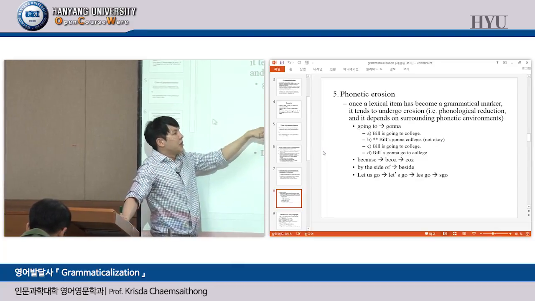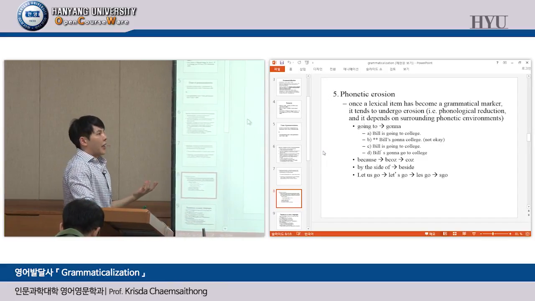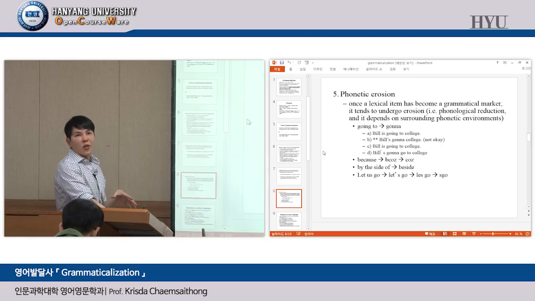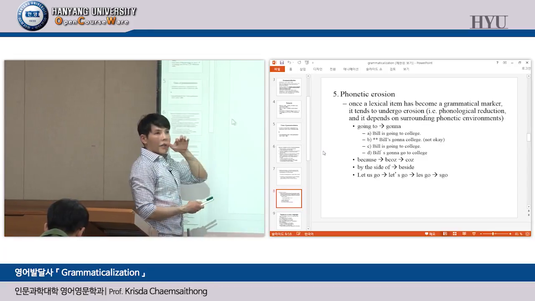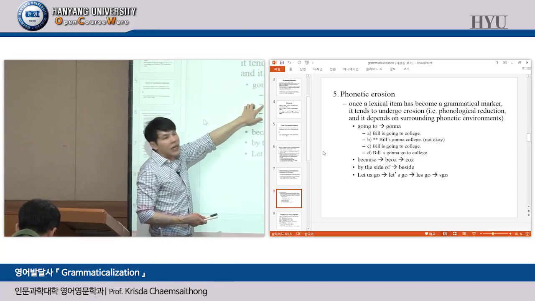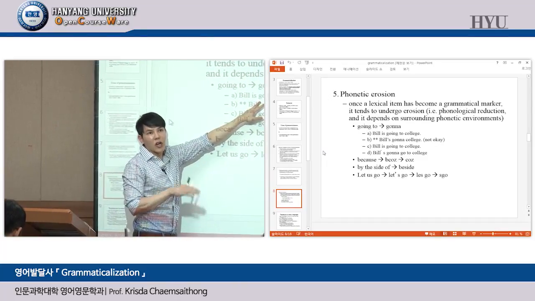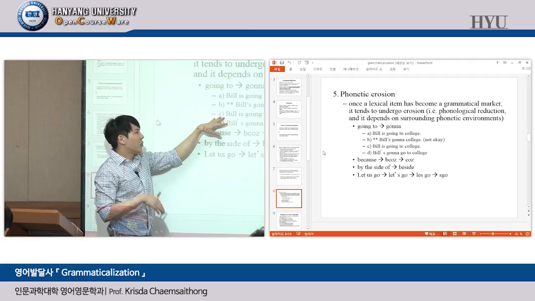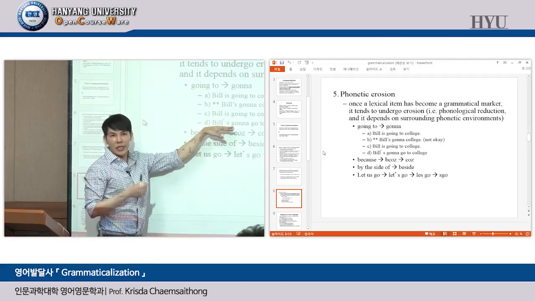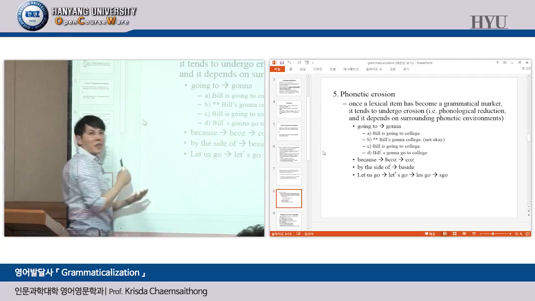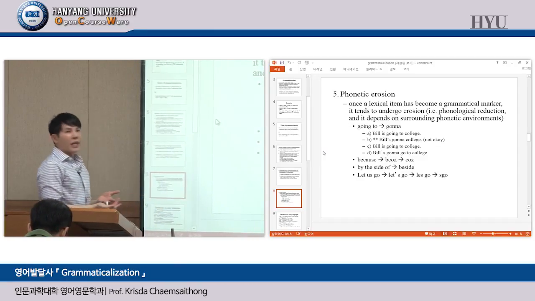In number D, you can say Bill's gonna go to college, because the first "going to" is a future marker, and it has become a grammatical item already. So it will undergo phonetic erosion, right? Again, let me say this. In A and B, you cannot say that because "going to" is a real verb, not a future marker, not a grammatical marker. But in C, which should be Bill is going to go to college, it can become Bill's gonna go to college, because the "gonna" here is a grammatical marker, which is a future marker, right? So it will undergo phonetic erosion.